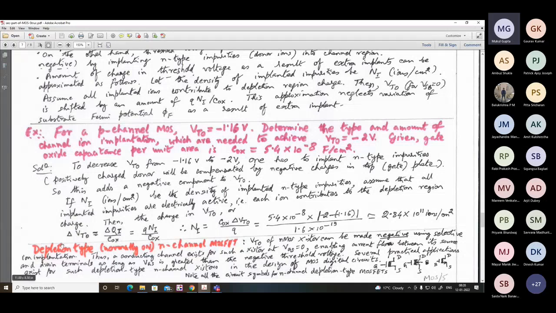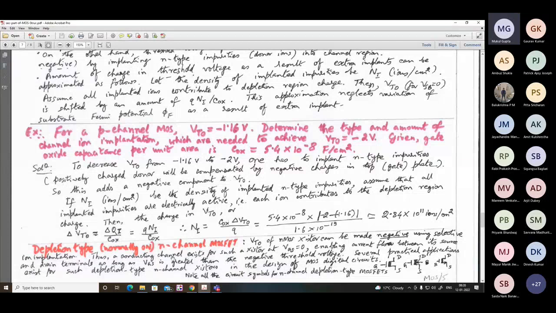What do you mean by depletion type in a MOS transistor? It means that even though VGS equals 0, that means the gate and source or gate and substrate potentials are the same, still a channel exists and current can flow. For an NMOS transistor, VT0 can be made negative using selective ion implantation. Thus, a conducting channel exists for such a transistor at VGS equal to 0, enabling current flow between its source and drain terminals, as long as VGS is greater than the negative threshold voltage.